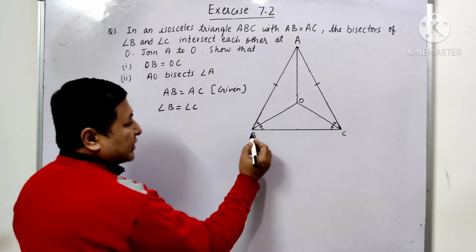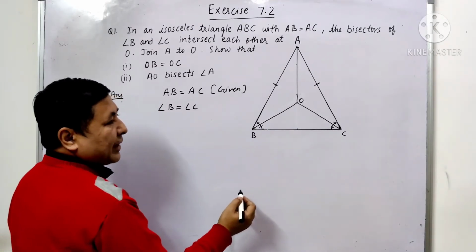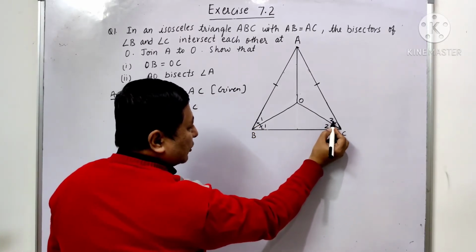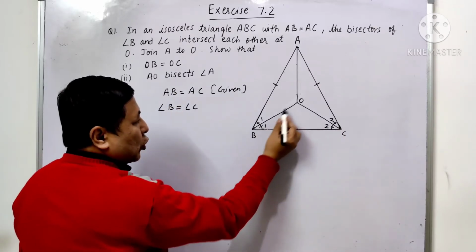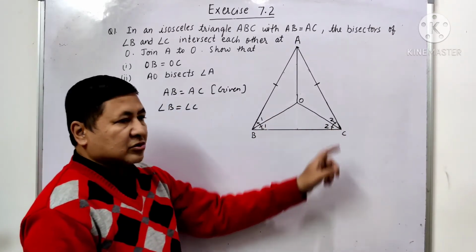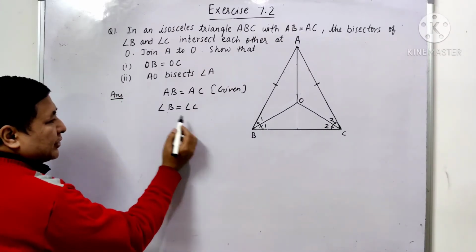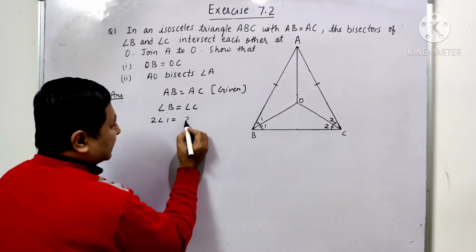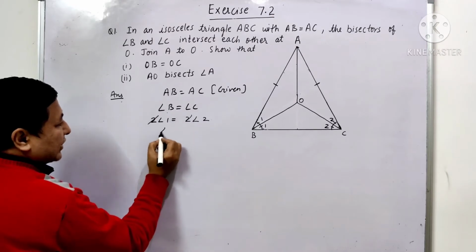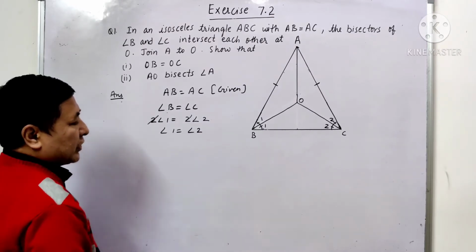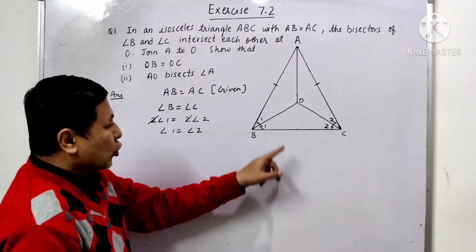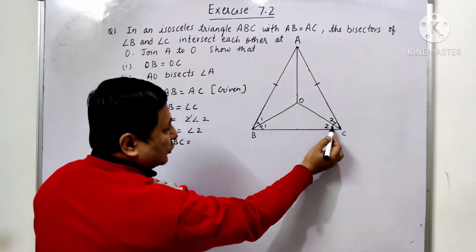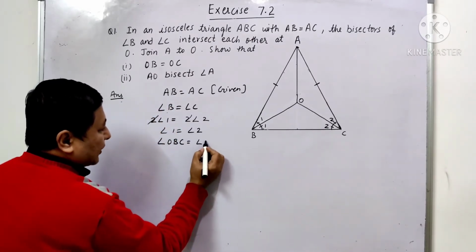Now in the question it is given that OB and OC are the bisectors of angle B and angle C. So I mark this as 1 and 1 and this as 2 and 2, because these are equal angles, because OB is the bisector of angle B and OC is the bisector of angle C. So angle B can be written as twice angle 1 and angle C can be written as twice angle 2. The 2s will cancel, so angle 1 will be equal to angle 2. Angle 1 can be written as angle OBC, and angle 2 is equal to angle OCB.